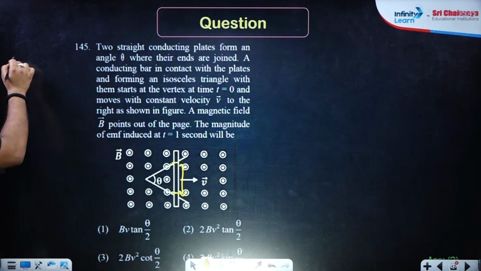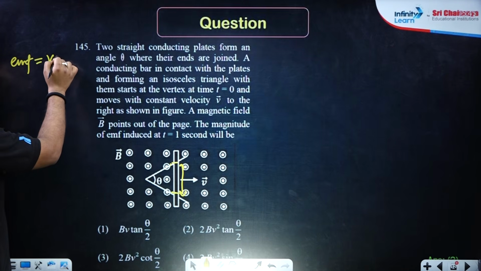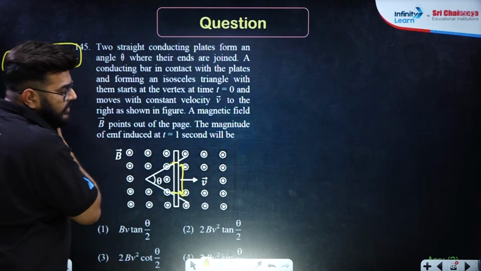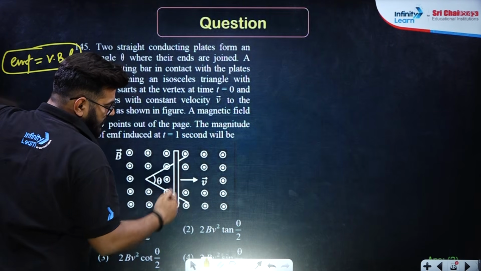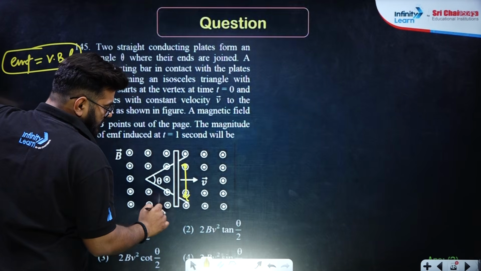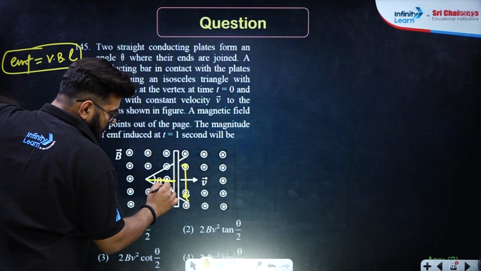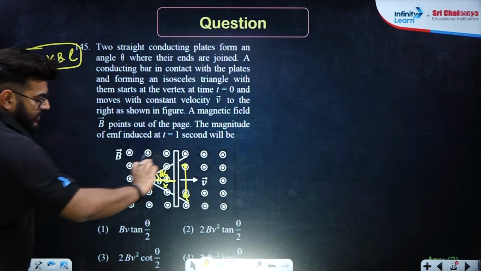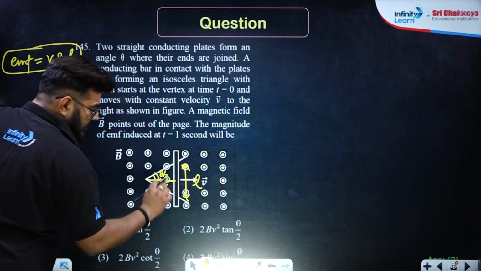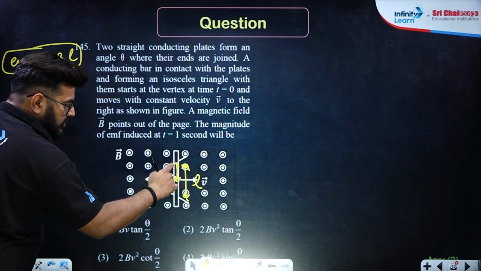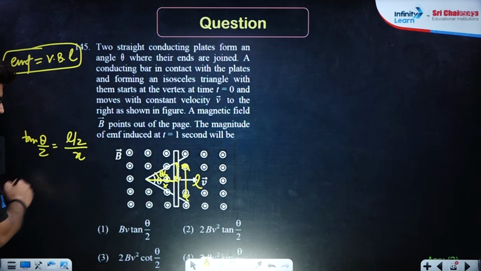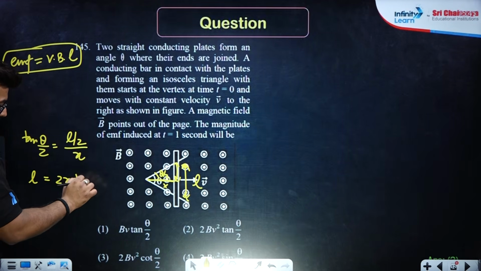So how much is the EMF? EMF though is simple, sir, V cross B dot L, or basically VB into L, where L is basically this length. Now how do you calculate that length? So this length over here, let's say this distance is x. So this angle will be theta by 2, correct? So tan of theta by 2, let's say this length is L over here. So this much will be L by 2 since it's an isosceles triangle. So tan of theta by 2 will be L by 2 whole divided by x. So L over here will be equal to 2 times x into tan of theta by 2.